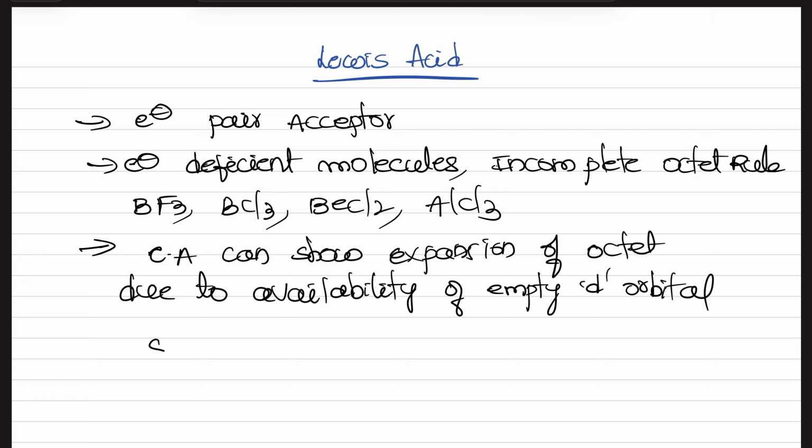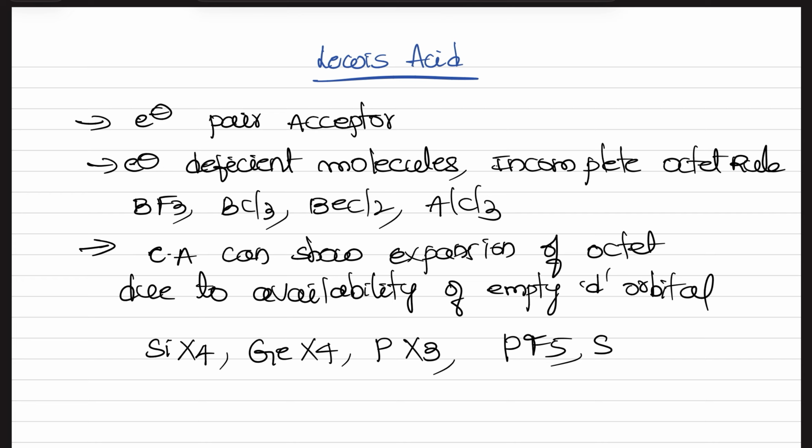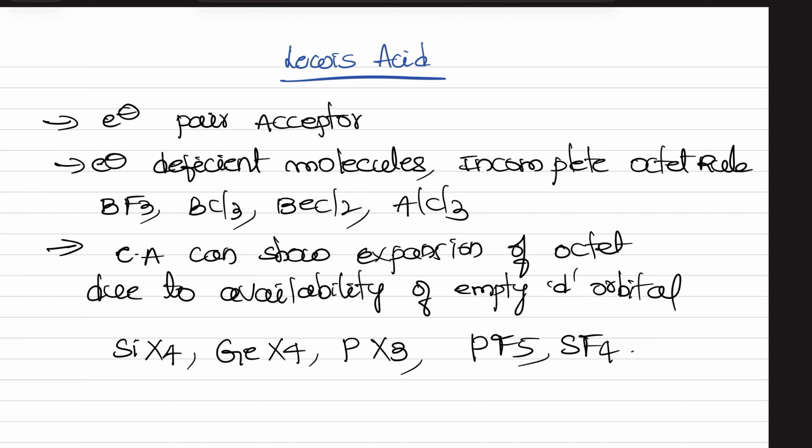So for example, you can see SiX4, GeX4 (X is a halogen). Next one, PX3, phosphorus with halogen 3, you can call it as well. Next one, PF5, and SF4 you can call as well. So these are the Lewis acids.